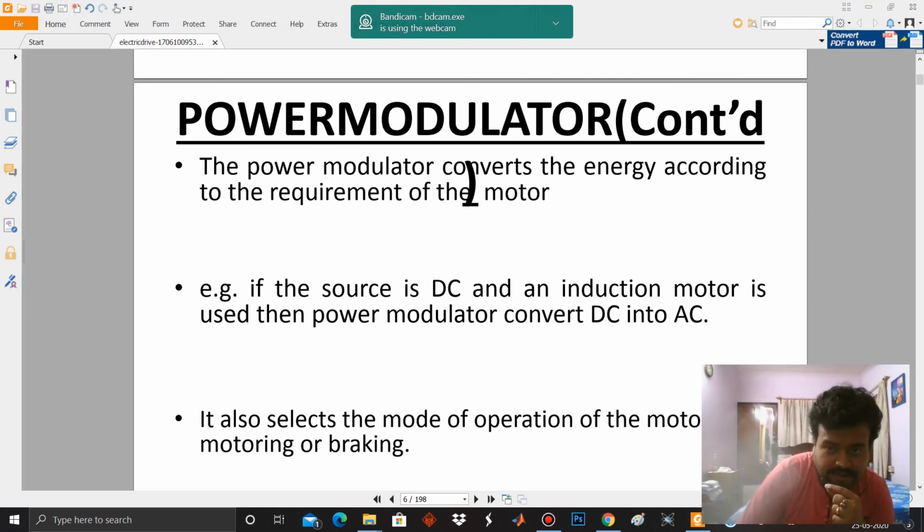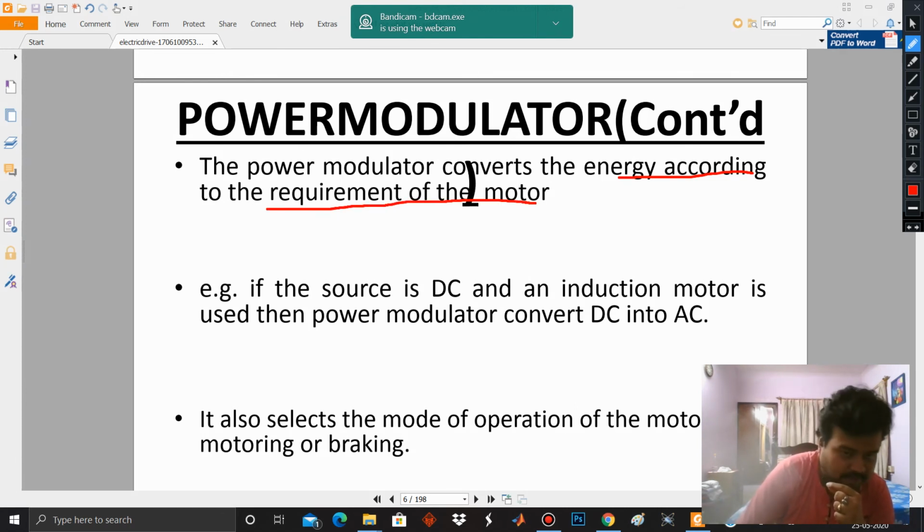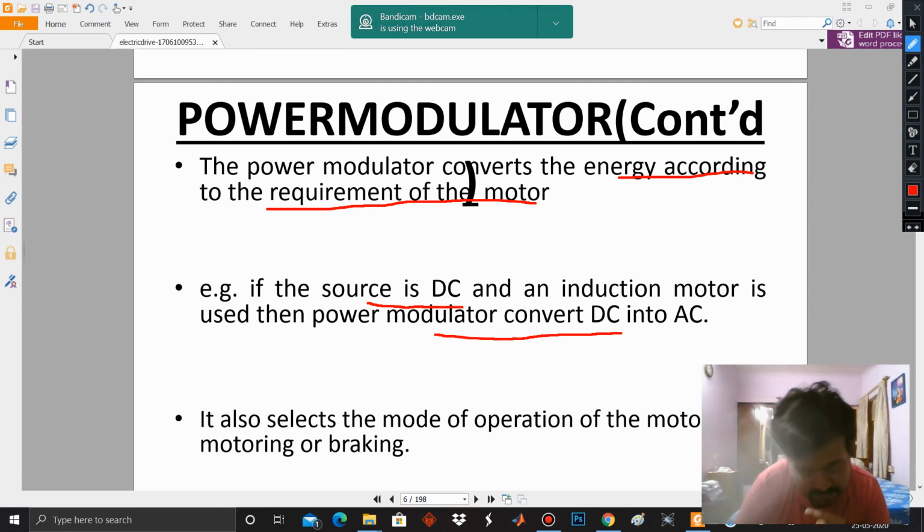The power modulator converts the energy according to the requirement of the motor. Example, if the source is DC and an induction motor is used, the power modulator will convert from DC to AC. So it is again motor specific. If it is an AC motor and your supply is DC, it will just convert DC to AC. That means it will act as an inverter.